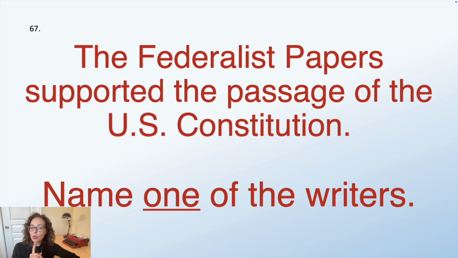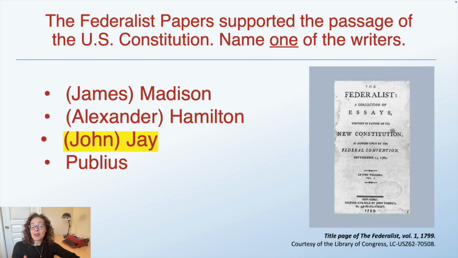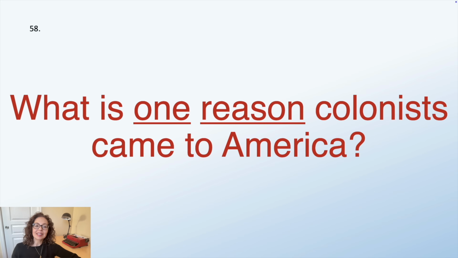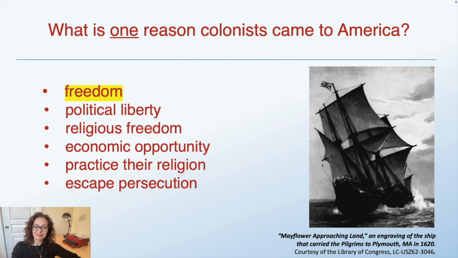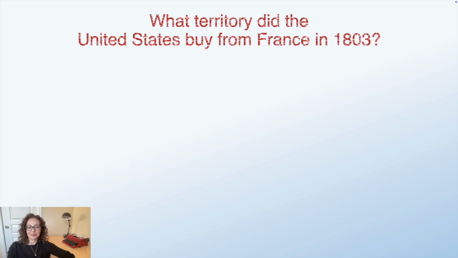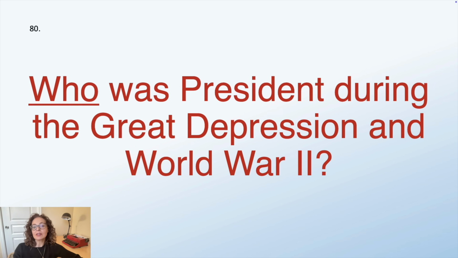The Federalist Papers supported the passage of the U.S. Constitution. Name one of the writers. Here we have a few to choose from. I chose John Jay. What is one reason colonists came to America? For freedom. What territory did the United States buy from France in 1803? Louisiana.